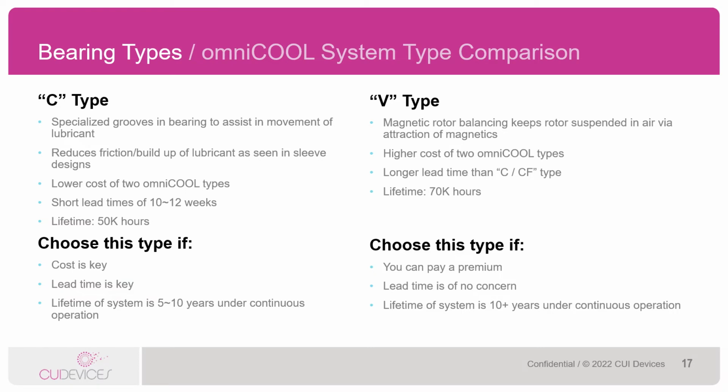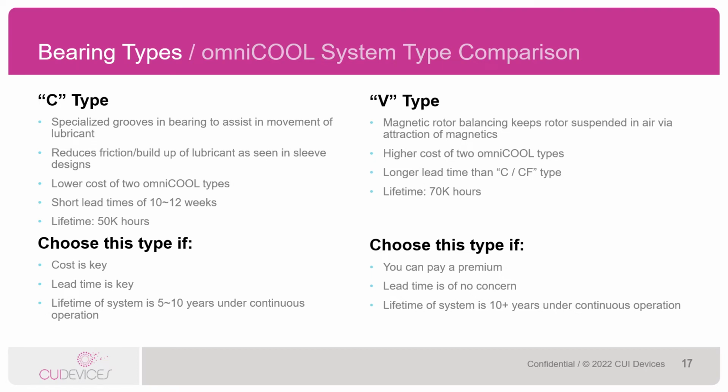The omniCOOL C-type utilizes specialized grooves in the bearing itself to assist with the movement of lubricant, therefore reducing friction and buildup of gases as seen in standard sleeve bearing designs, which is often a failure point in fans. The C-type is the lower cost option of the two omniCOOL designs, holds short lead times of 10 to 12 weeks, and has a life expectancy of 50,000 hours. We would recommend omniCOOL C-type if cost and lead time is a key factor in product decision, and if the lifetime of the application is up to 10 years under continuous operation.